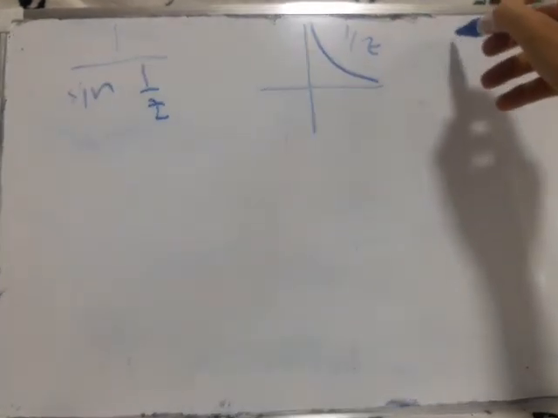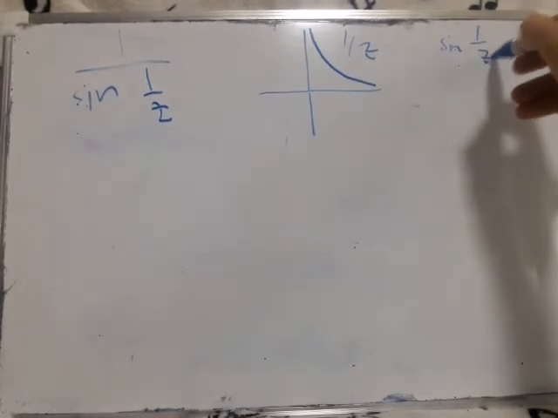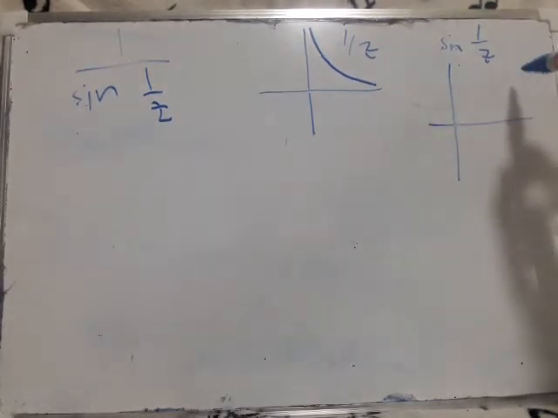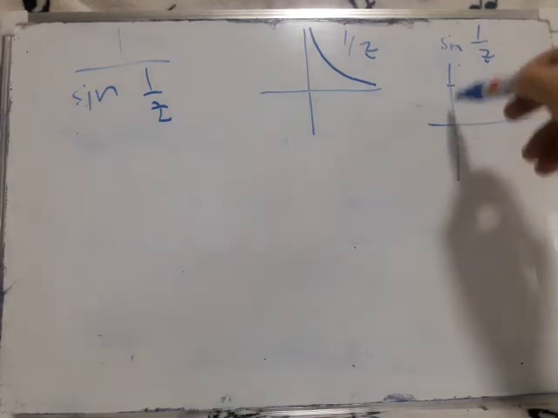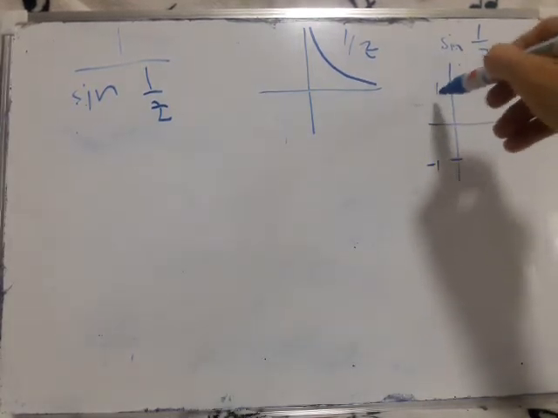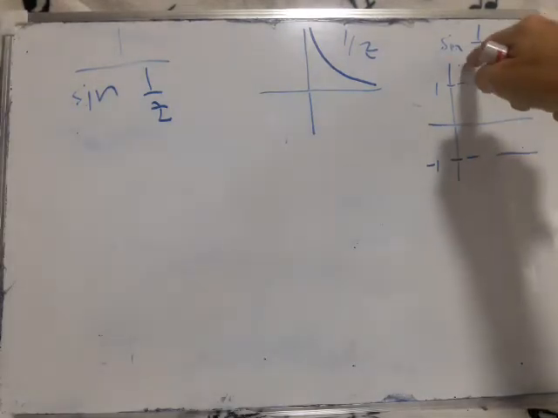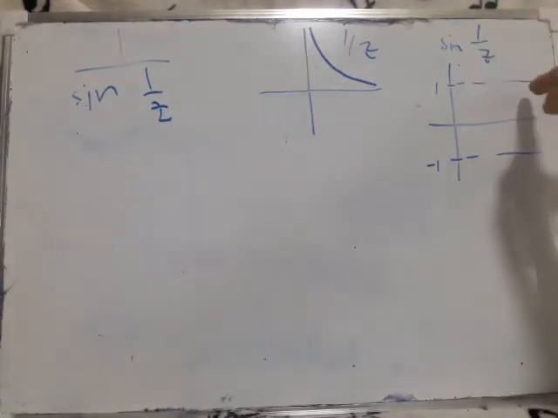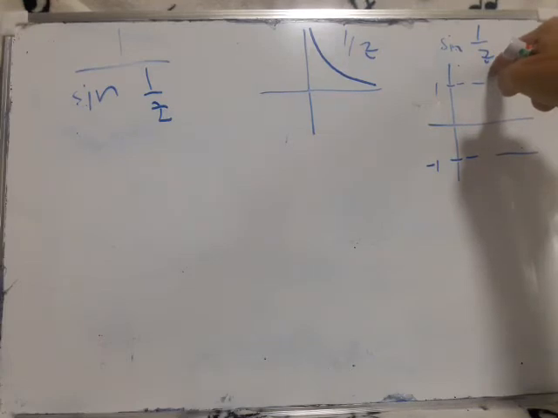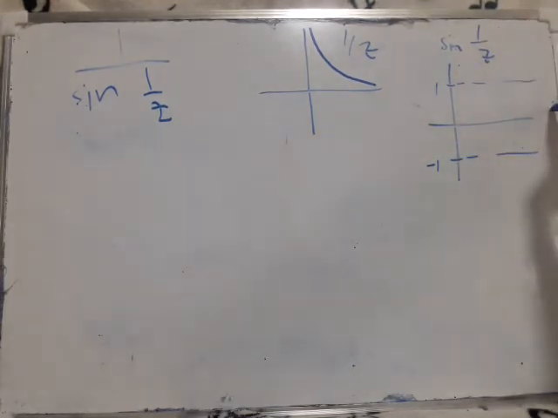So sine of 1 over z for positive real z looks something like this. Sine obviously varies between minus 1 and 1. So roughly speaking, if you've got 1 over z, this is getting smaller and smaller as you go to infinity. So it's going to do something like, as z goes to infinity, this tends to 0, and sine of 0 is 0. So it's going to tend towards 0.